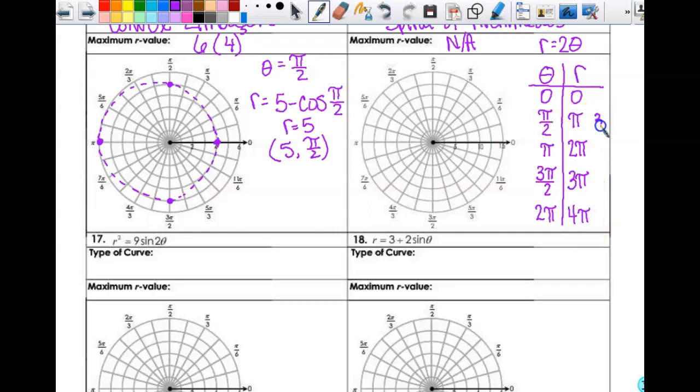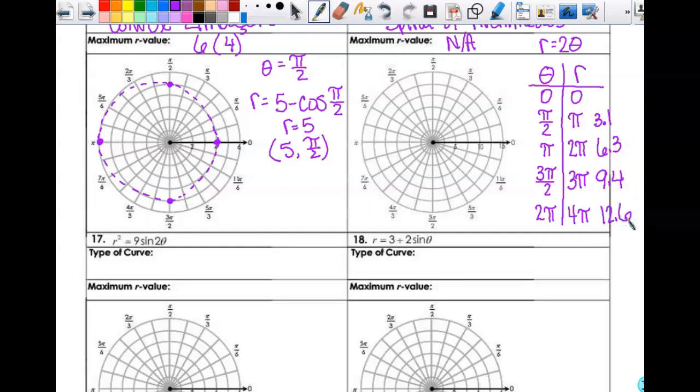So pi, we're just going to use that as like 3.1, 2 pi is about 6.3, 3 pi is about 12.6. Oh no, I got off on that. Hang on a second. I skipped one. It is not that. 3 times pi is not 12.6. It's about 9.4. And then this one is about 12.6.